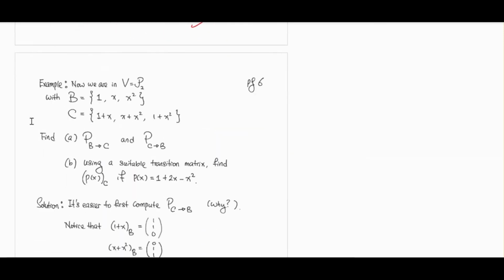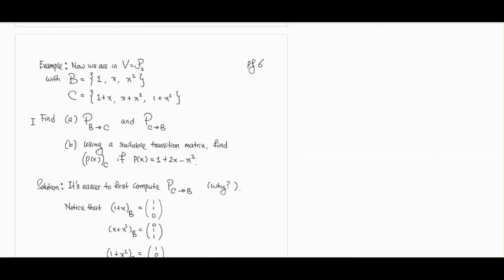Okay, let's look at this example right here. So as you can see, we're no longer in R2. We are actually in the vector space of polynomials of degree at most 2. So this is the standard basis. Okay, 1, x and x squared is the standard basis for P2. This is not the standard basis for P2, but this is actually a basis. All right, so we have justified that from before. So the question here is, find the transition matrix from B to C and find the transition matrix from C to B. And then use a suitable transition matrix, find the coordinates of this polynomial relative to basis C.